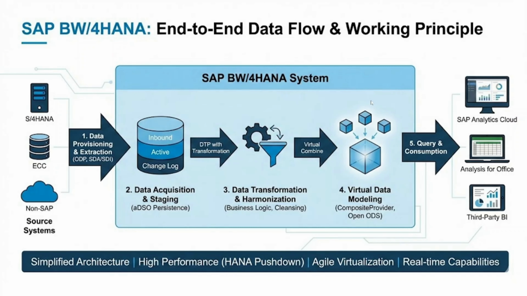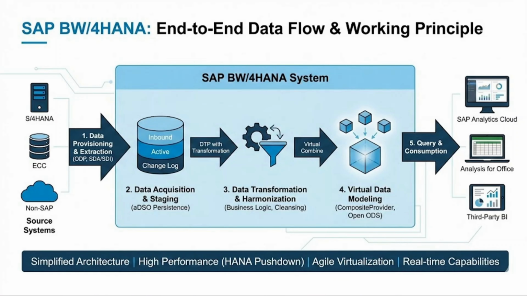Now let's understand the end-to-end working of SAP BW for HANA. The process begins by connecting to various source systems like SAP S/4HANA, legacy ECC, or non-SAP databases. Once we connect with the source system, we pull the data into the BW system using different types of data sources. Now we have different layers for storing the data in the BW system. Once we extract the data, it is first stored in the staging layer as it is. Then we cleanse and harmonize the data, apply business logic, and move it to the next layer, which is the enterprise data warehouse layer, in short EDW layer.